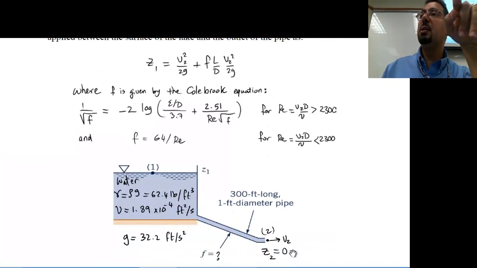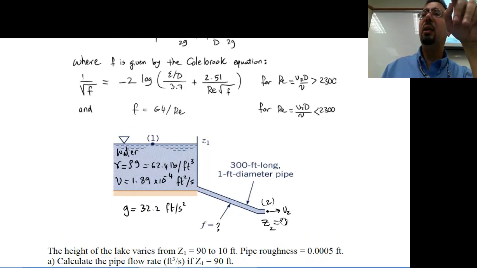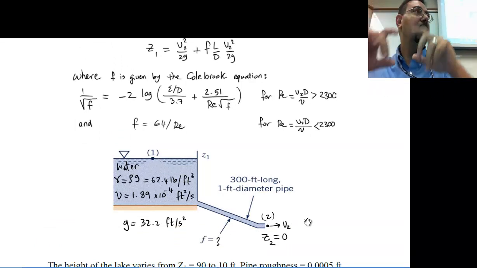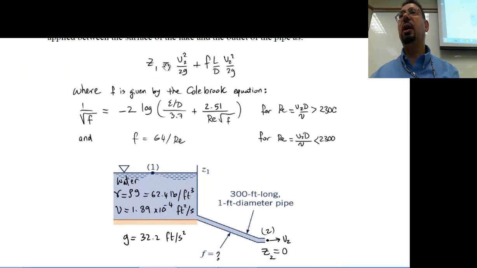The flow rate is, what's the flow rate? He said in feet cubed per second. How can I get the flow rate? V times the area, right? So basically he's asking you to calculate the V from this equation. That's easy, I can get the V out. Huh? It's not even a nonlinear equation. I just get V squared out of this bracket and it will be Z.